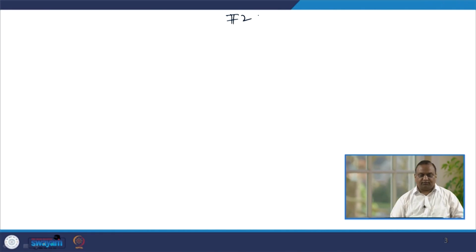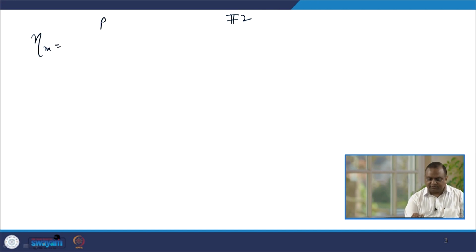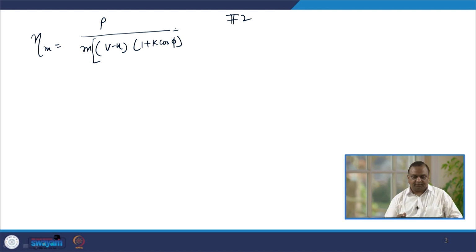So, for this numerical number 2, first of all, mechanical efficiency. As we know, for Pelton wheel, mechanical efficiency is power output, power available at the shaft, and power developed in the vanes. And that power is m(V minus U)(1 plus k cos phi). This is the power which is developed in the vanes.